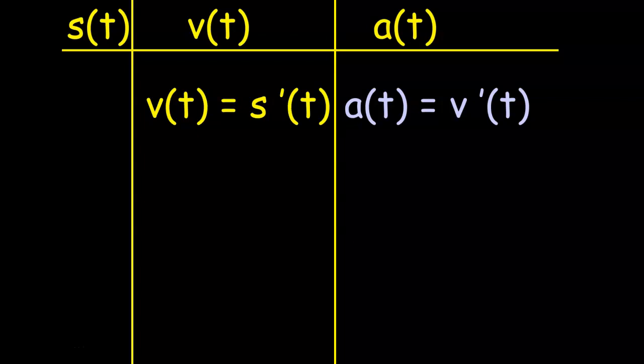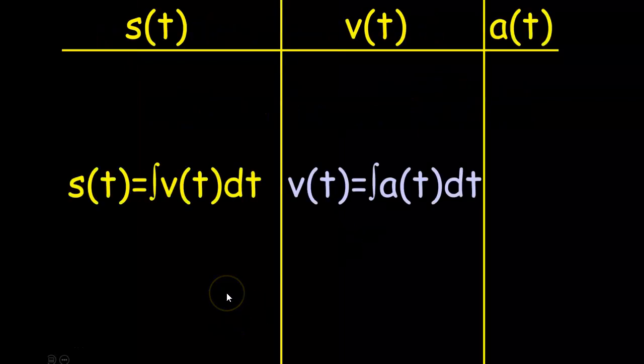Here's where the calculus comes in, okay, guys? So we have position, velocity, and acceleration. It turns out when you take the derivative of the position function, you get velocity. So velocity is the derivative of your position function. And acceleration, same thing, acceleration is the derivative of your velocity function.